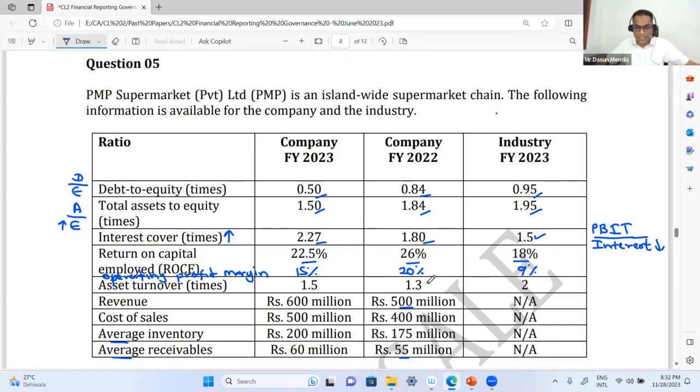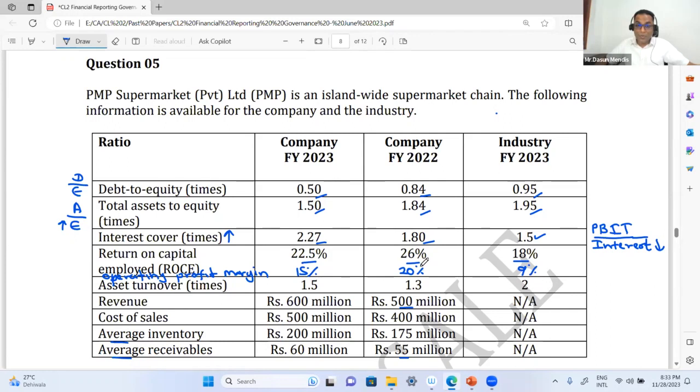Then you can say that by looking at the components of ROCE, asset turnover, that is the efficiency of utilizing your assets, has gone up. Even though comparing with the last year your ROCE has come down, your asset turnover has gone up. Efficiency of utilizing the asset has gone up. But that is below the industry.